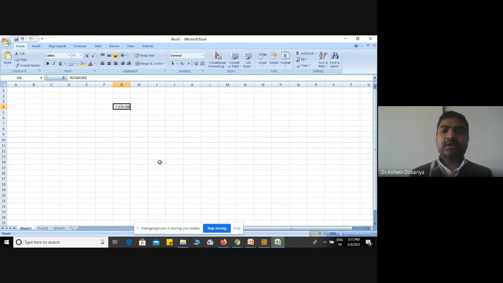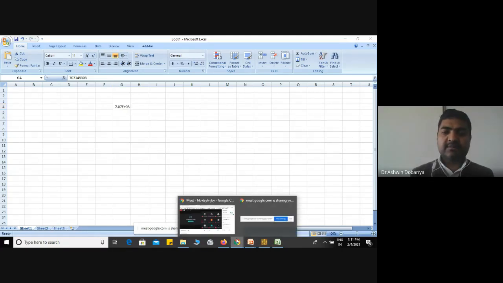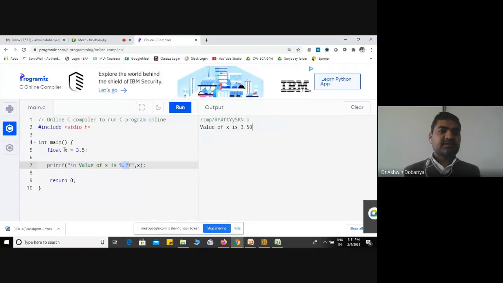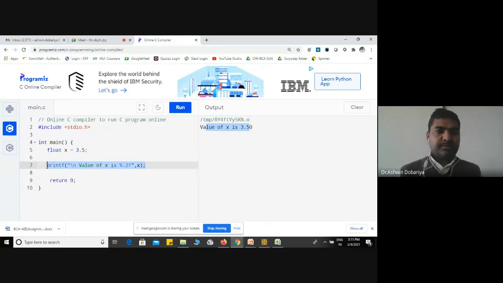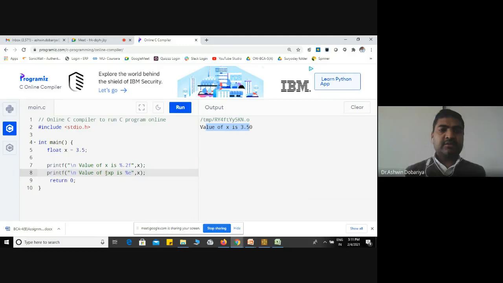So how can we represent any number in exponential format? Using percentage E. Let me take an example over here. Suppose right now the value of X is displayed as it is. Now if I copy and paste, and the value of exponential is, instead of F we can use percentage E, and the value of X is 3.5. Now let's see.